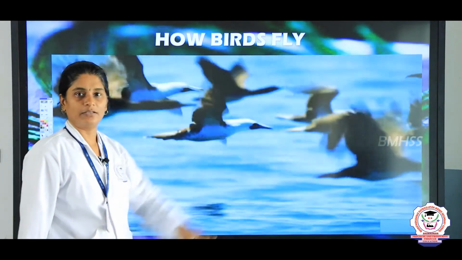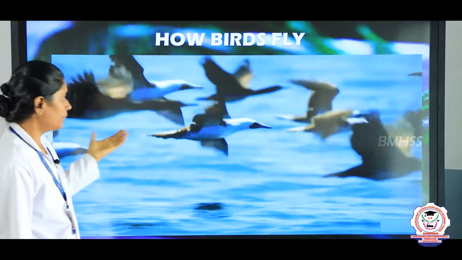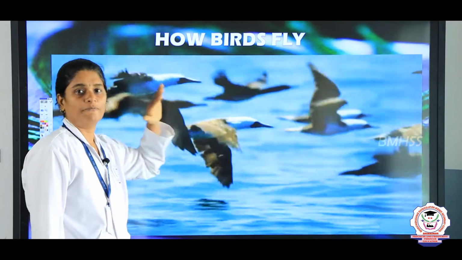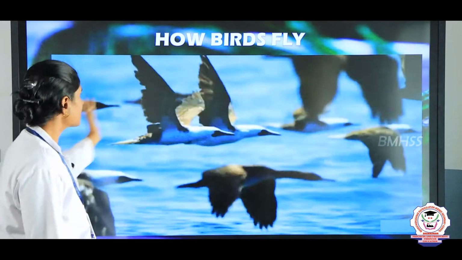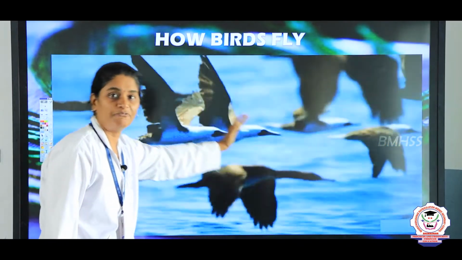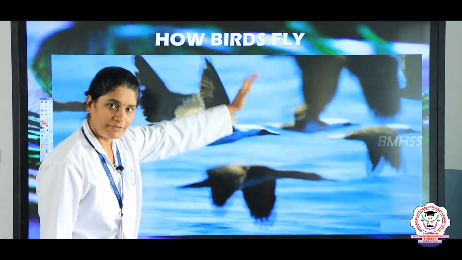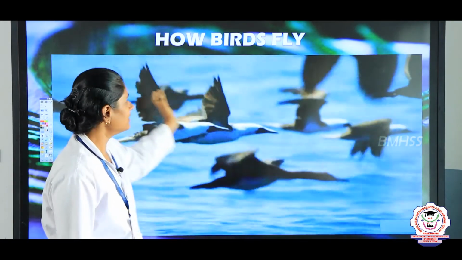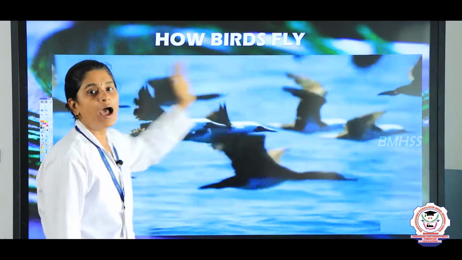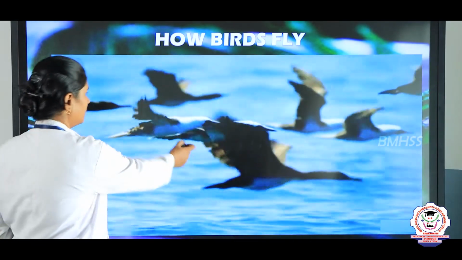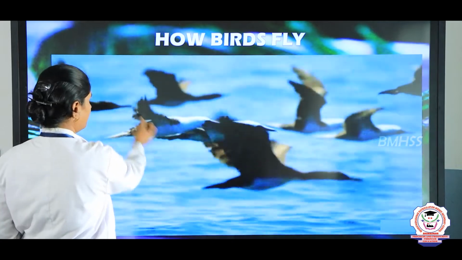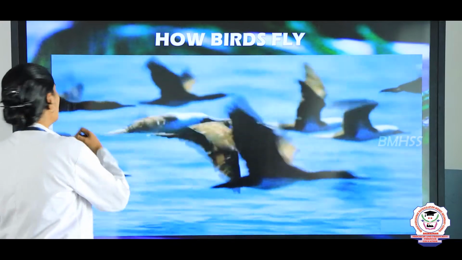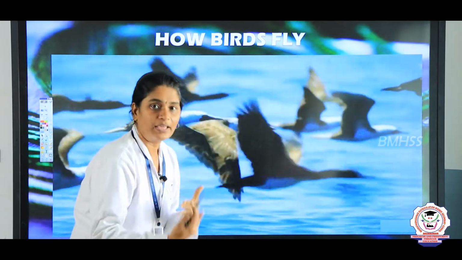How do birds fly? You can see here the birds are flying, right? Of course we all know that birds fly with the help of their wings, right? The flight feathers in the wings and the tail, the birds use those and fly from one place to another place, right? You can see the birds are using the wings to fly. Now let's see what the different flying movements are.